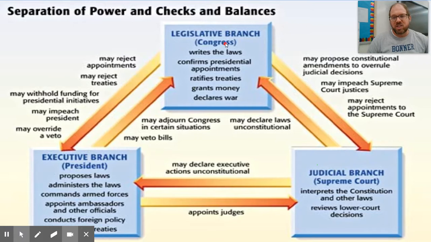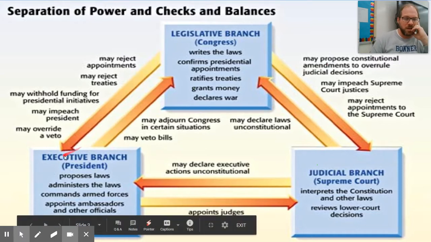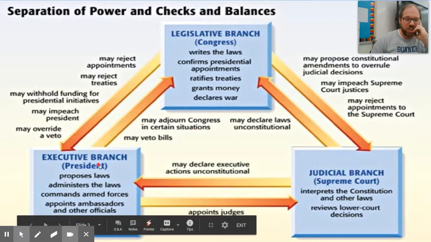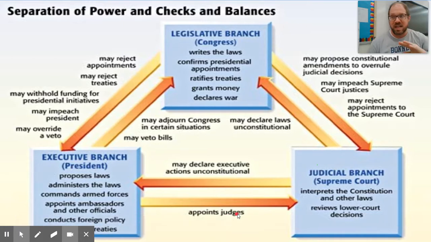The legislative branch can check the judicial branch, following this arrow, by proposing an amendment to the Constitution, impeaching a Supreme Court justice, and they can also reject appointments to the Supreme Court. So now let's look at the president over here in the lower left. The president can check the legislative branch by vetoing a bill, and he can adjourn Congress or call a special session of Congress in certain situations. Okay? Now, the president can check the judicial branch by appointing new judges and Supreme Court justices, and that's it.